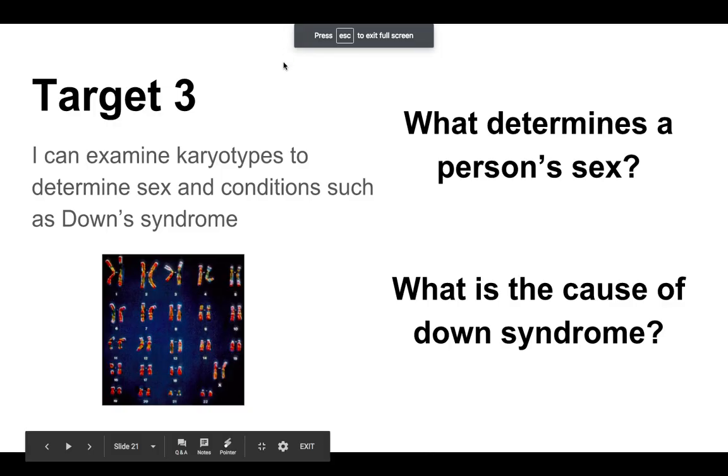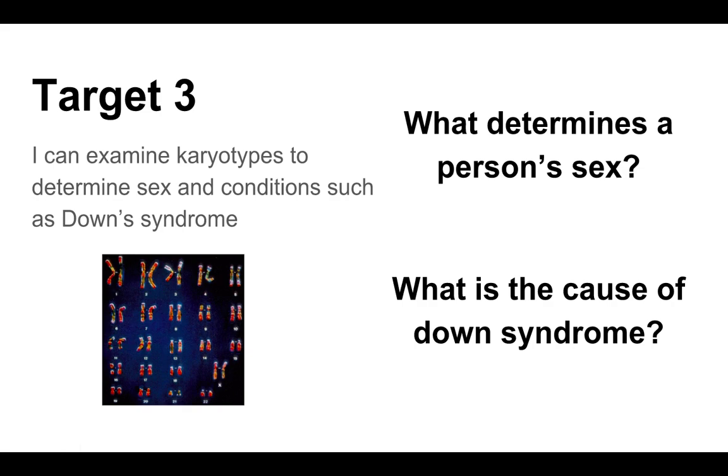Hello everyone, it's Mr. Wolfe here, and in this video I'm going to be going over Target 3 on karyotypes. Specifically, this target states, I can examine karyotypes to determine sex and conditions such as Down syndrome.